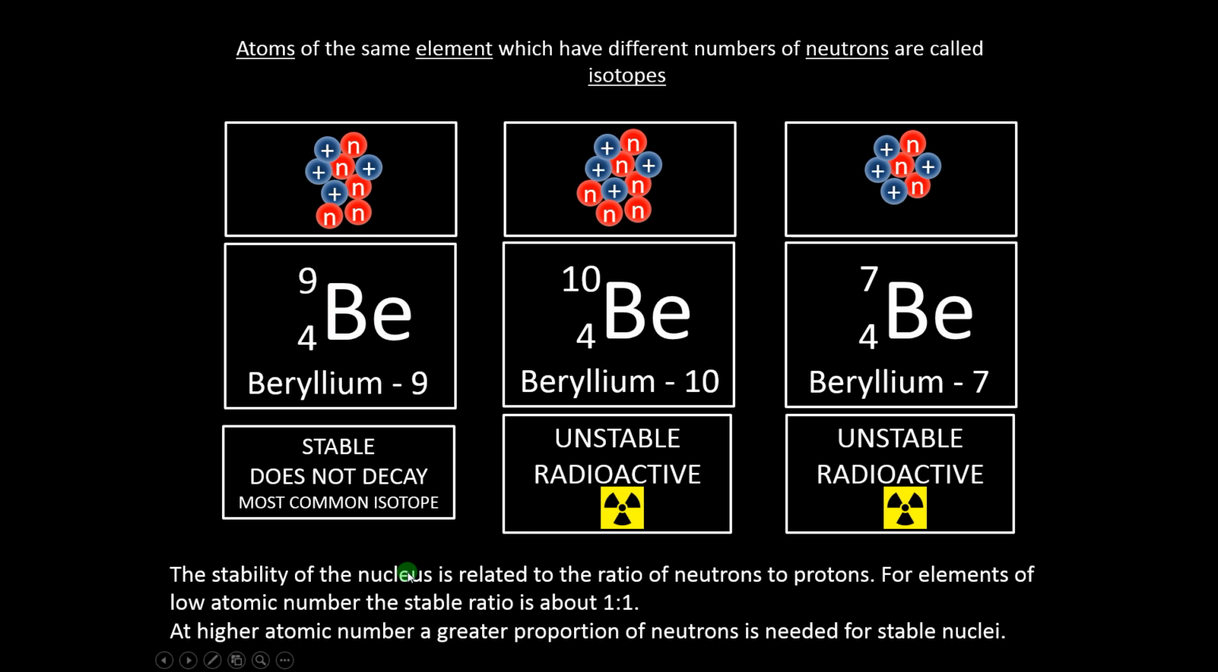When you get up the high end of the periodic table, so to heavier elements, then you need extra neutrons to make the thing stable. So as we'll see later on, the stable isotopes of things towards the top end of the periodic table have more neutrons than protons.